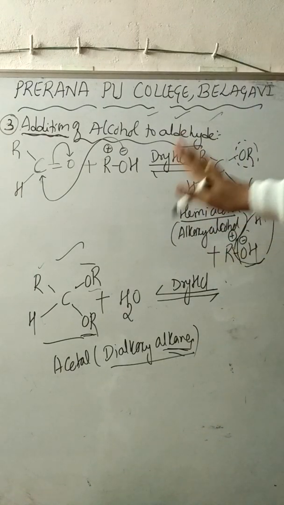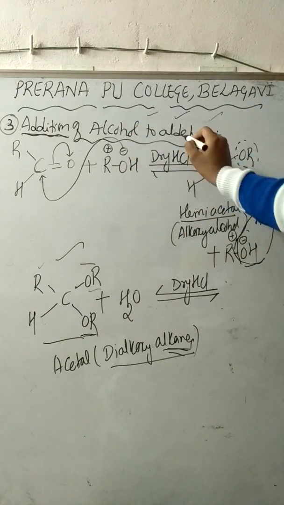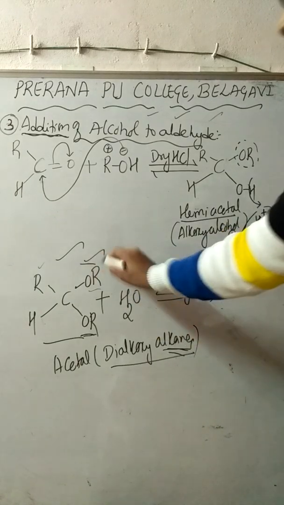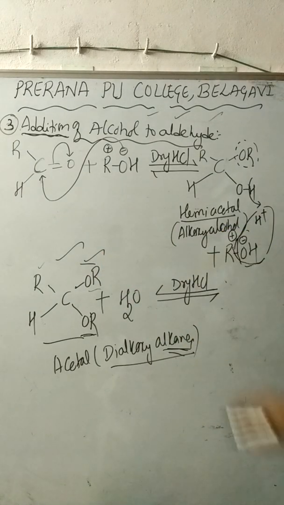So this is the reaction when an alcohol is added to an aldehyde, such that it gives a hemiacetal as an intermediate. Further, this hemiacetal, upon reaction with a second molecule of an alcohol in the presence of dry HCl, loses a water molecule along with the formation of acetals, which are also known as dialkoxy alkanes.